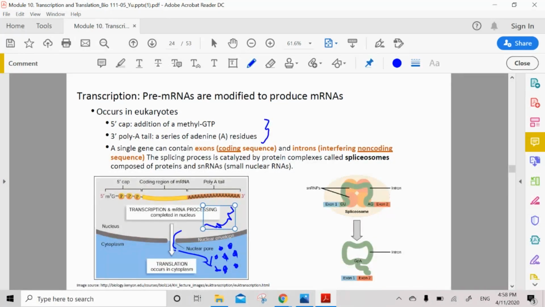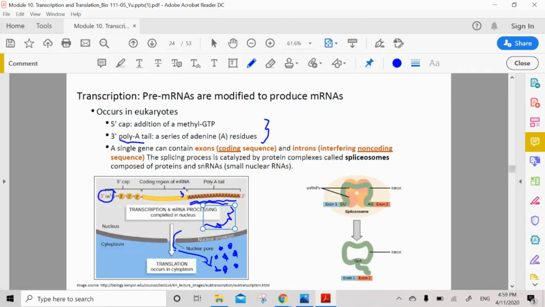So these are the two modifications. We're going to add a methyl guanosine triphosphate, over here, to the 5' end of mRNA. We'll call it a 5' cap. Think of it like putting a hat on your head. And then on the 3' end, we're going to add a segment of a bunch of A's. We call it a poly A tail. Poly means many. So it's a series of adenine residues. Those things can make mRNA molecules more stable and also help them navigate towards the ribosomes.